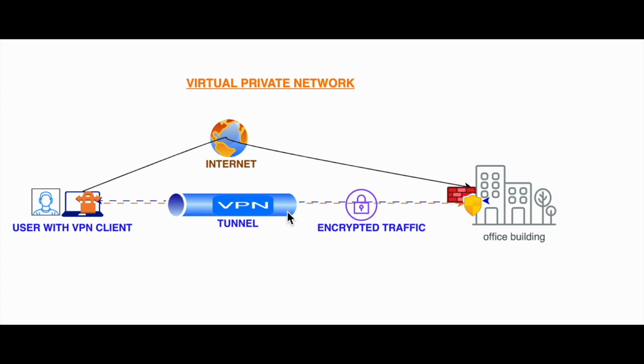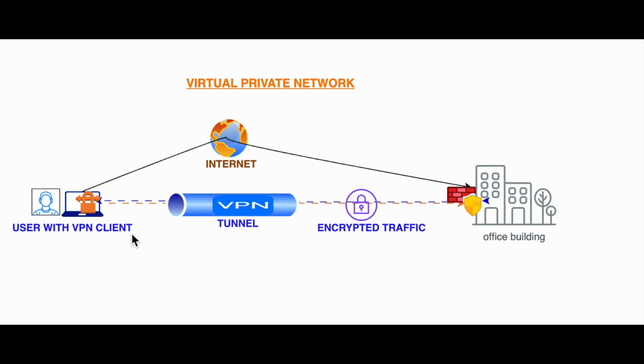This VPN tunnel is encrypted, which means the traffic is encrypted. That makes sure that if someone tries to intrude, it is not that easy to understand or decrypt that traffic. So that is what is called a VPN tunnel.